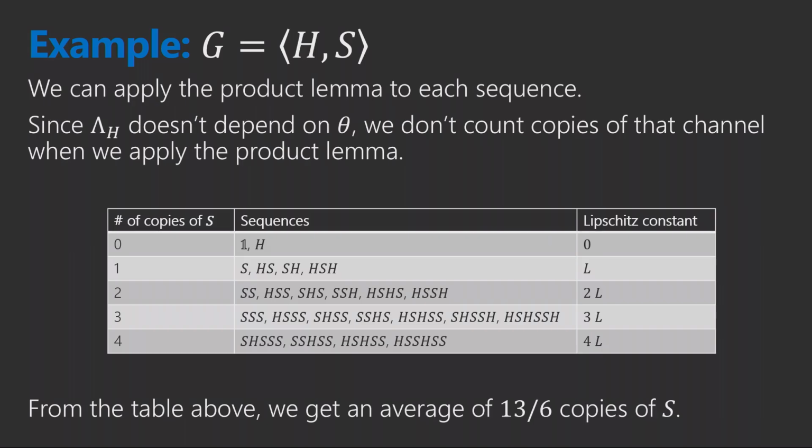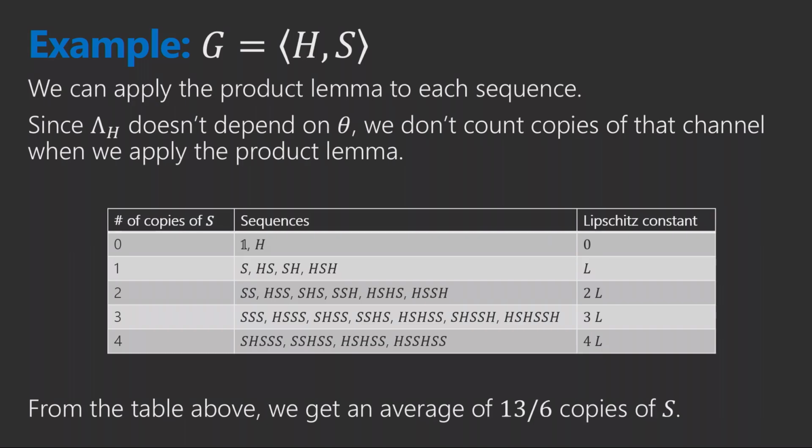We can apply the product lemma to each of those sequences. And since the noise in H, whatever it is, doesn't depend on our controls, and we're only looking at S at the moment, we don't count how many H's. We only care about how many S's in this example. So identity and H both have no dependence on our control parameters. S, H, SH, and HSH all pick up 1 copy of S, and so forth.